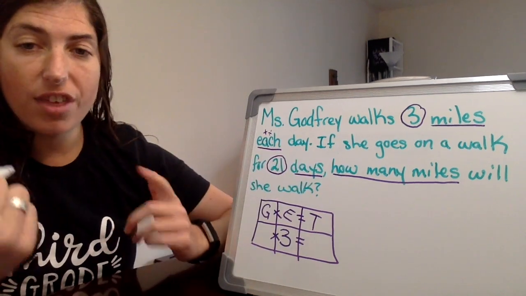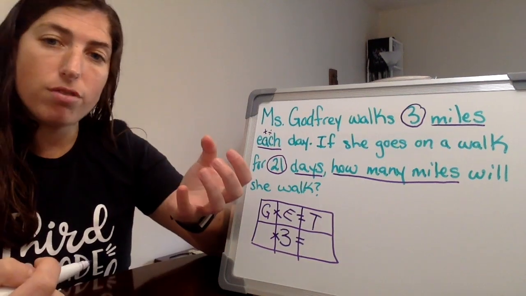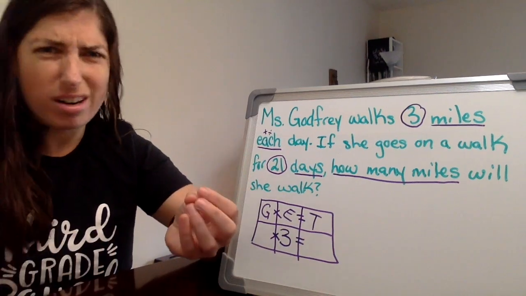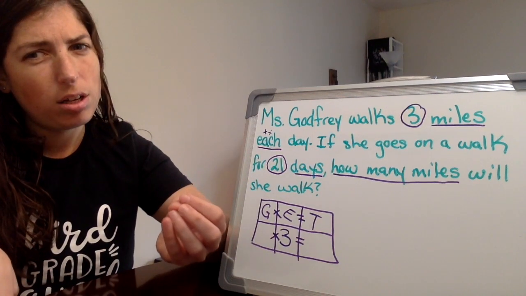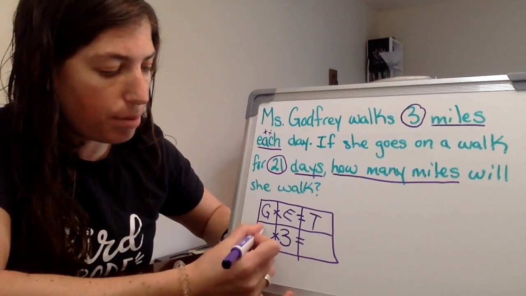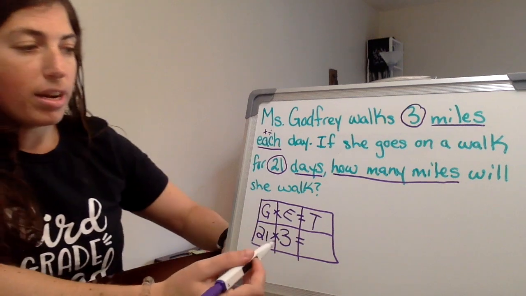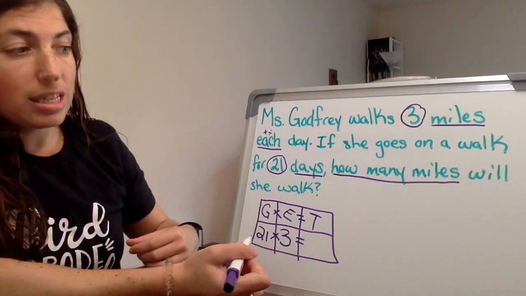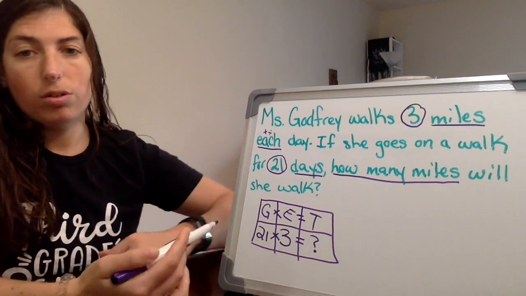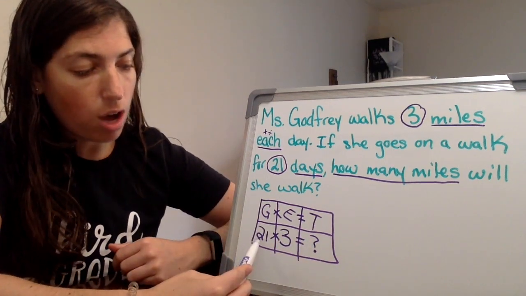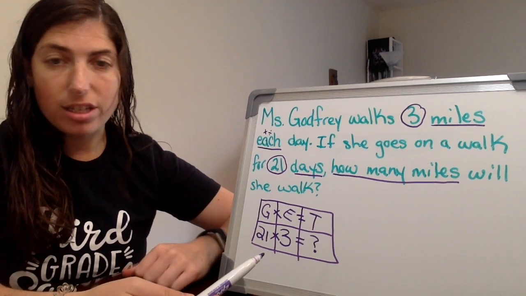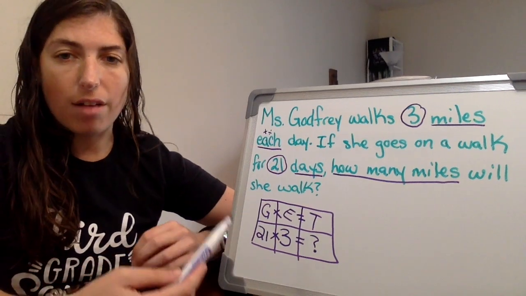And so I really need to think and ask myself, are days my groups or are miles my groups? Can I do something in a day or can I do something in a mile? Based on that, I know that 21 is going to be my groups. 21 days, 3 miles in each day, and then I'm going to be solving for my total. Based on our equation, I already know I'm multiplying. It says 21 times 3 equals question mark. I don't need to rearrange these numbers at all. I just need to now solve the problem.